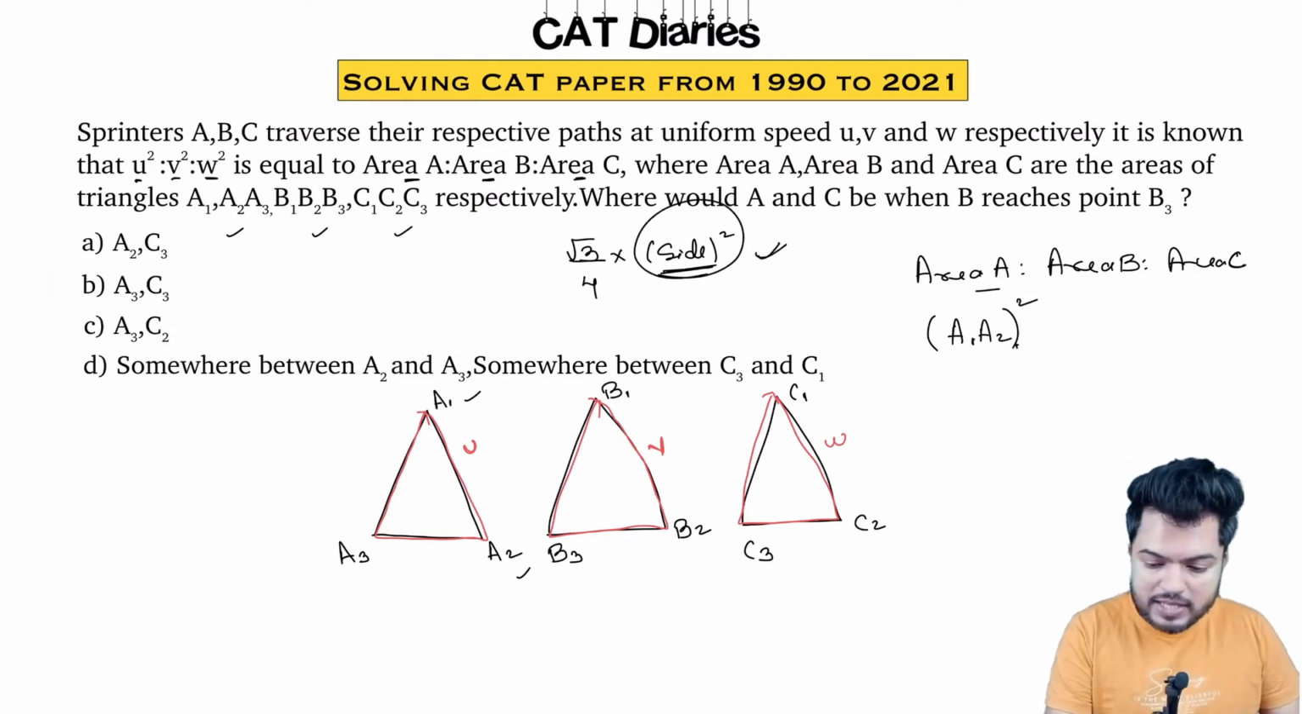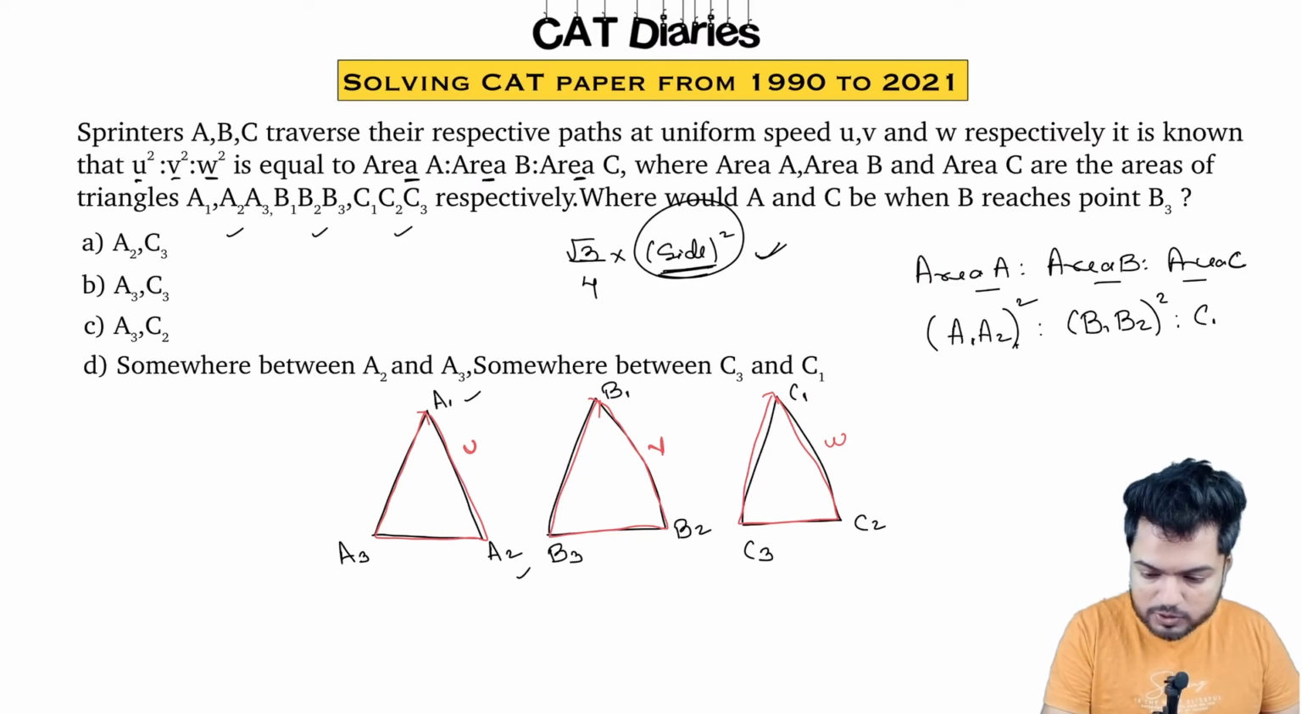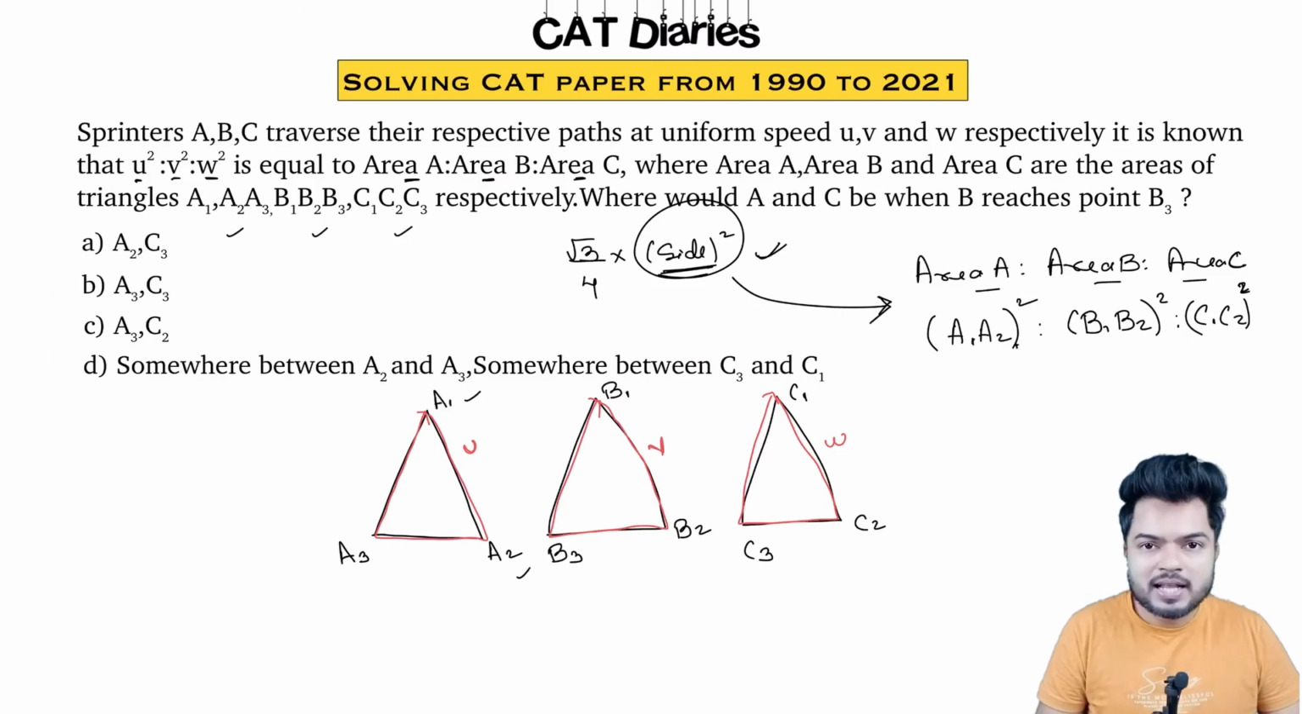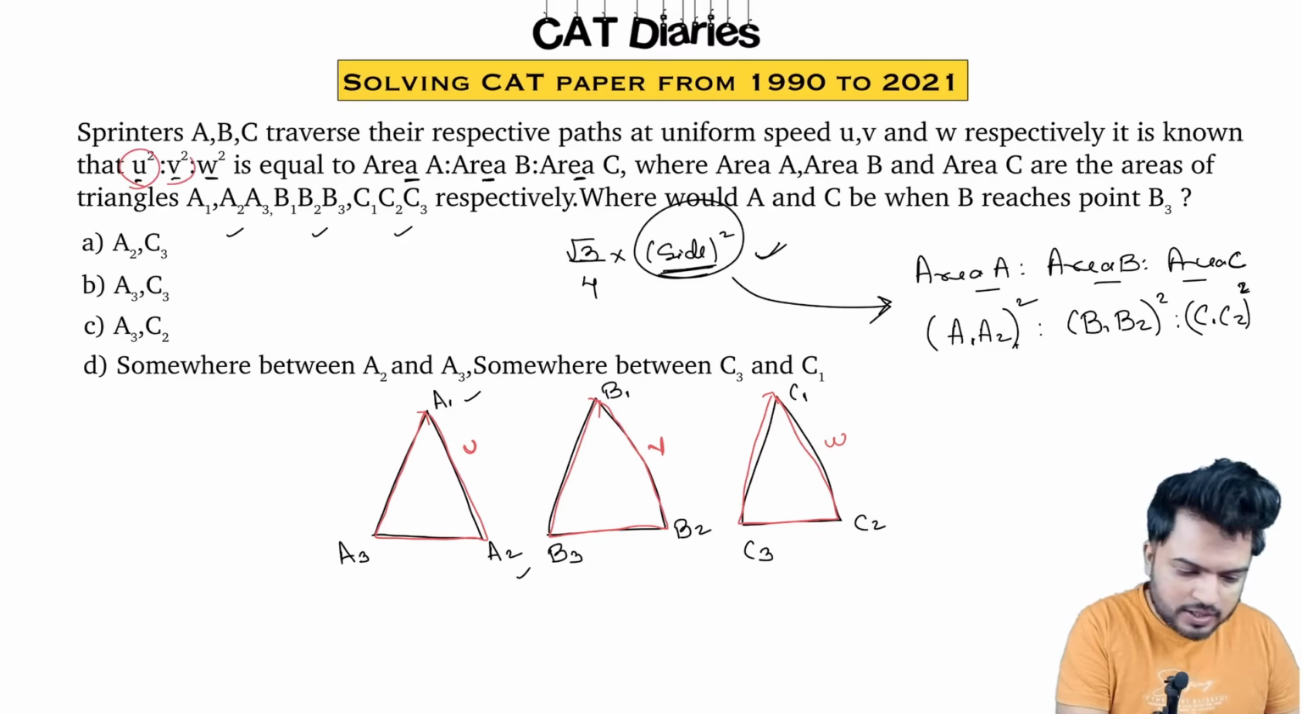So if they are in proportion, A1, A2 square would be proportional to B1, B2 square, would be proportional to C1, C2 square. Okay, this comes from the formula of area of the equilateral triangle, which is square root of 3 by 4 into side square. So their areas would be proportional to their respective side squares. But this is given to me as equal to what? U square is to V square is to W square.